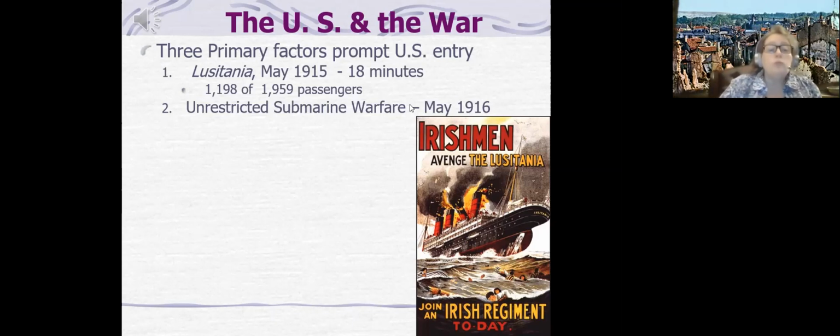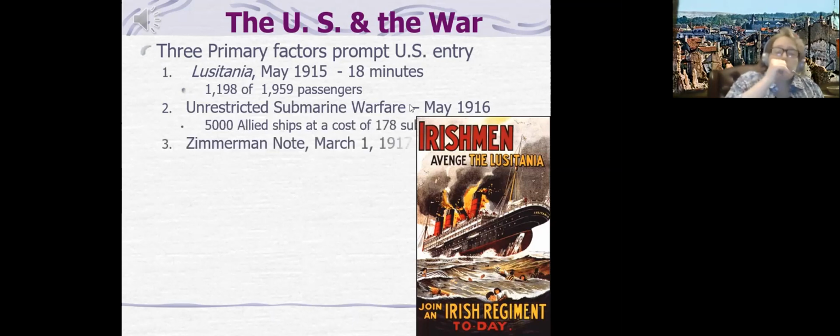So what do we do? Well, they decide that unrestricted submarine warfare is the only thing they can do. And in May of 1916, after laying off after a lot of pressure from the American government, they lift it. Now, this actually causes a lot of ships to be sunk. About 5,000 Allied ships are sunk at the cost of only 178 submarines, which is significant, honestly.